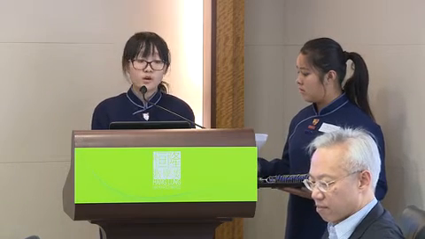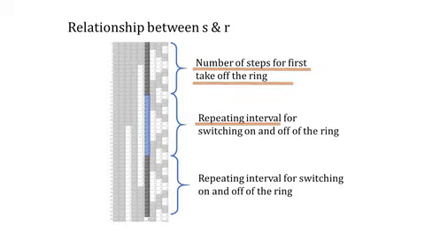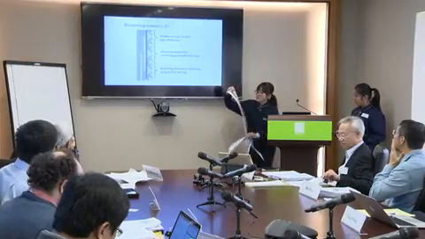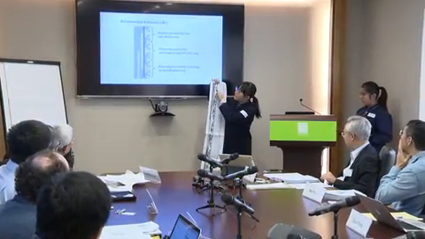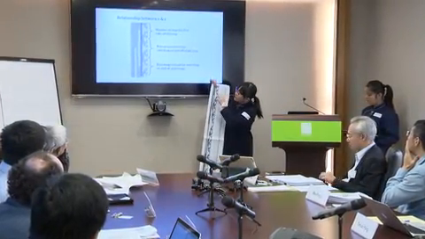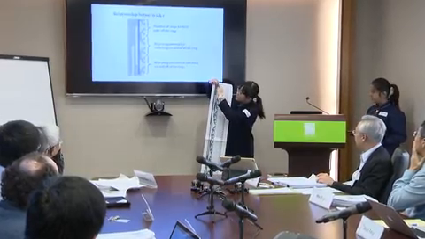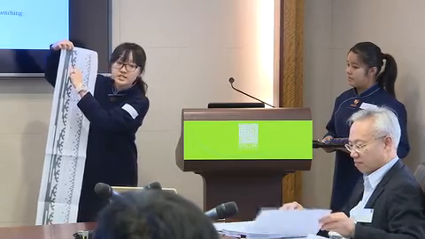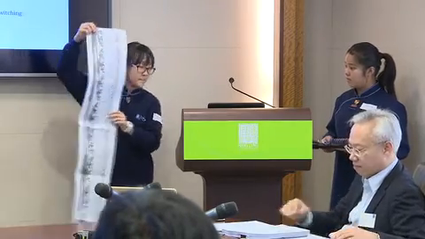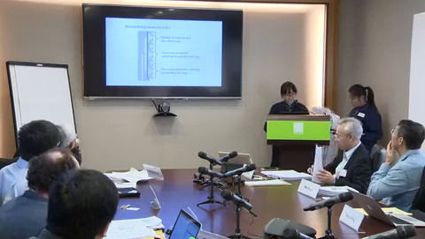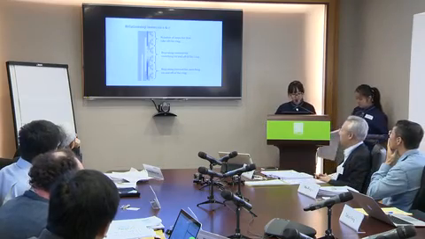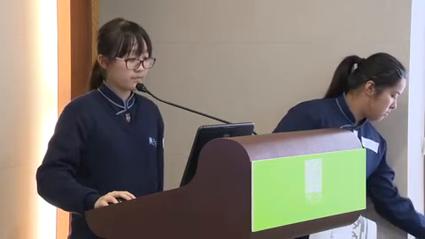But first of all, we need to find the relationship between s and r. We may see that now here is the first tick down, and after the first tick down, it has the repeating interval. We may see that it is the same amount. And now, we are going to find the first tick of the ring and the repeating interval.